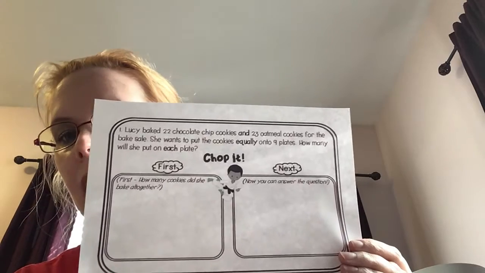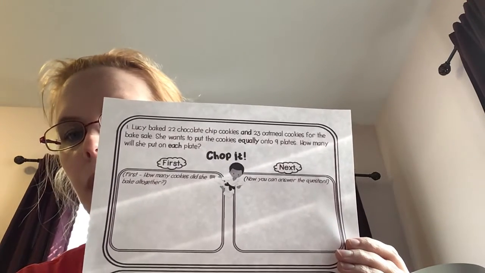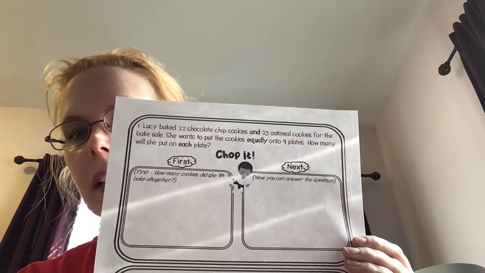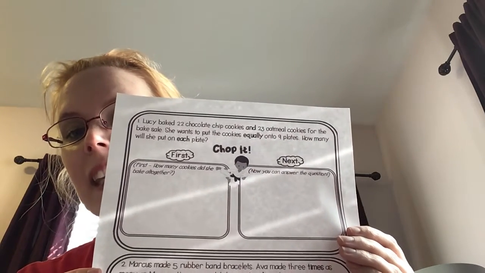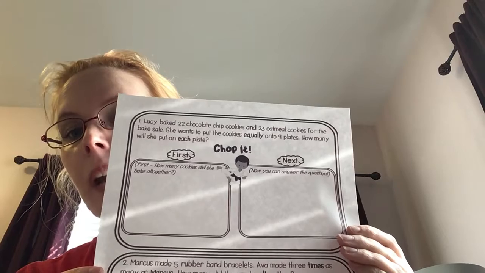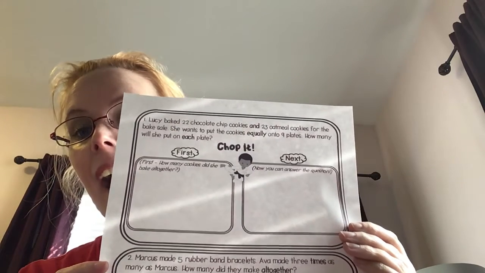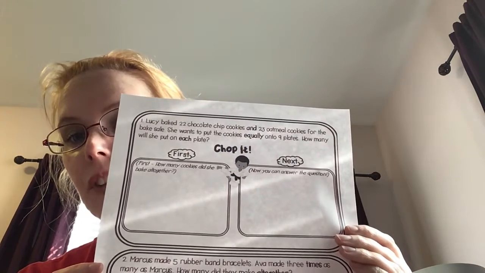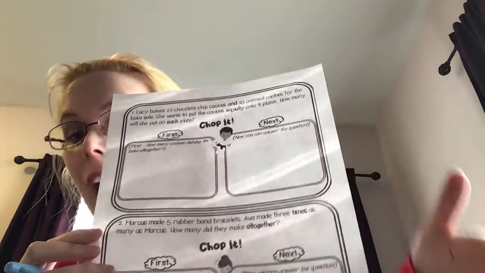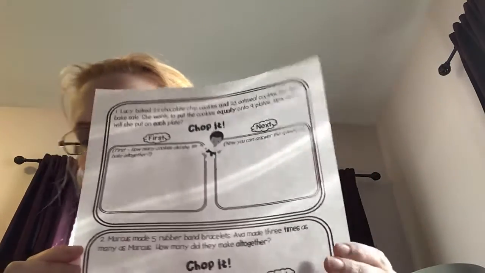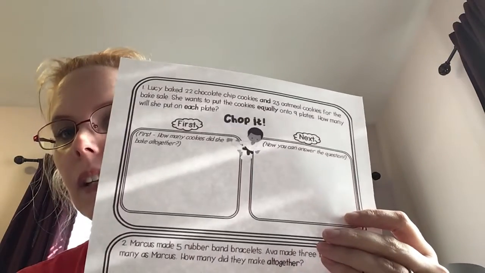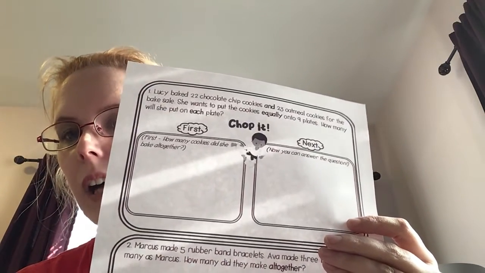It says, Lucy baked 22 chocolate chip cookies and 23 oatmeal cookies for the bake sale. She wants to put the cookies equally onto 9 plates. How many will she put on each plate? Well, guys, we're going to chop that. So let's do the first part. First, how many cookies, first goes right here. How many cookies did she bake all together?